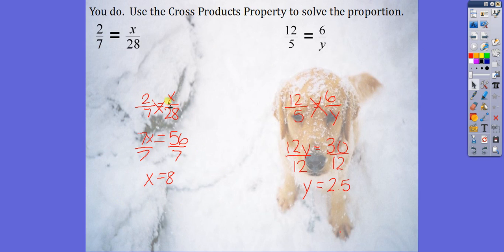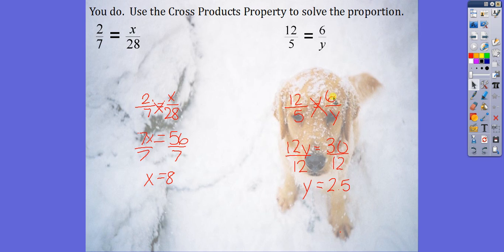You did these, cross multiply, and I know you can find the rule, 7 becomes 28 by multiplying by 4, but it does ask you to use cross products, so you have to use cross products. 7x equals 56, and then divide by 7, you get 8.